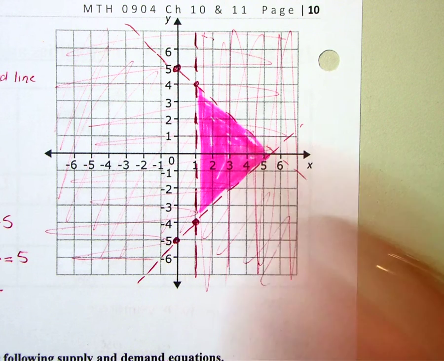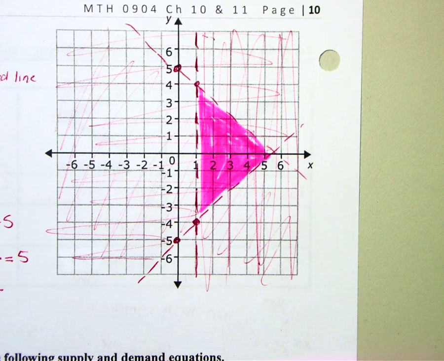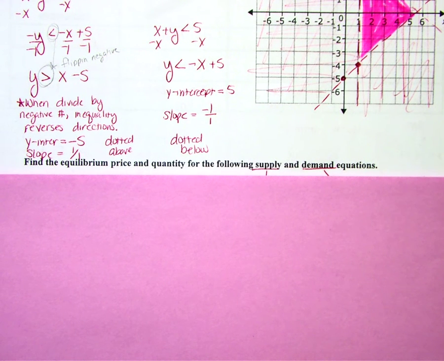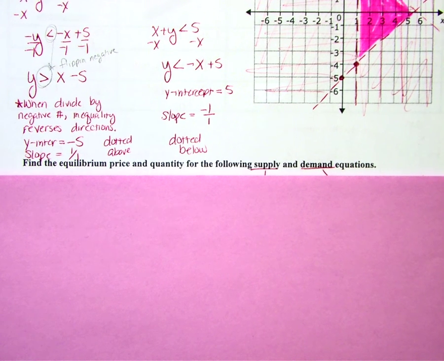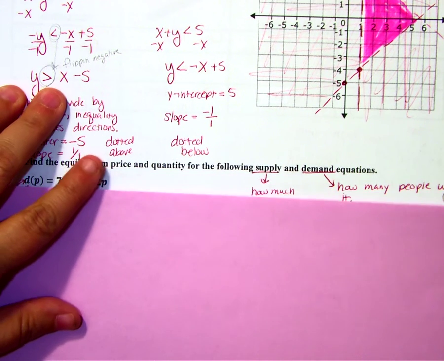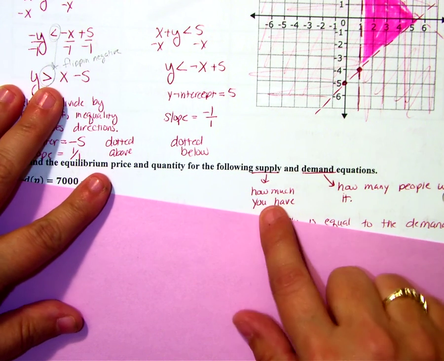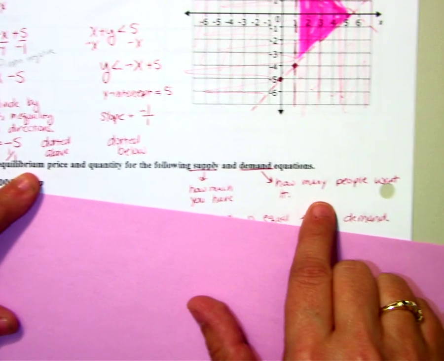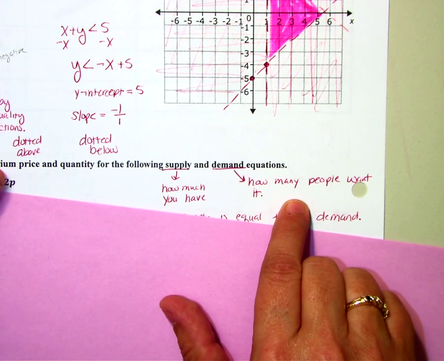And then the second line was y is less than negative x plus 5. So there's my y-intercept of positive 5. My slope was negative, so that means it was negative 1 over positive 1. So I go down 1 and to the right 1. It was also a dotted line, and it was shaded below. So when the 3 intersect, it would give me a lovely little triangle like this.